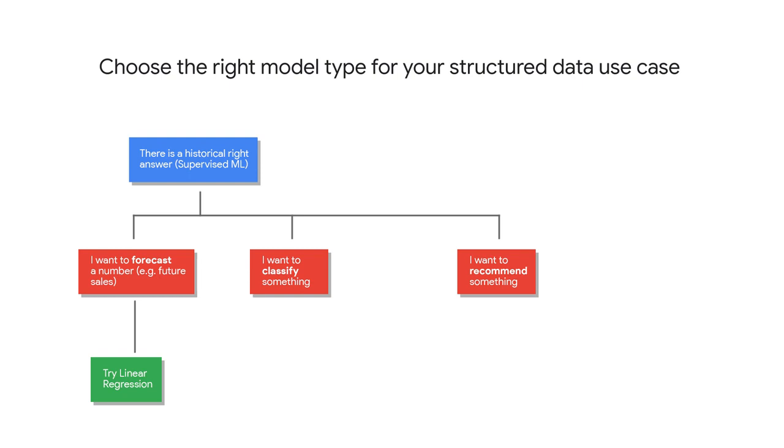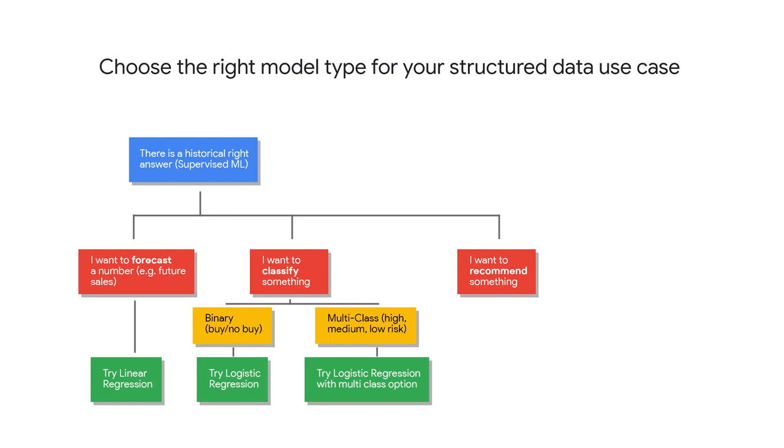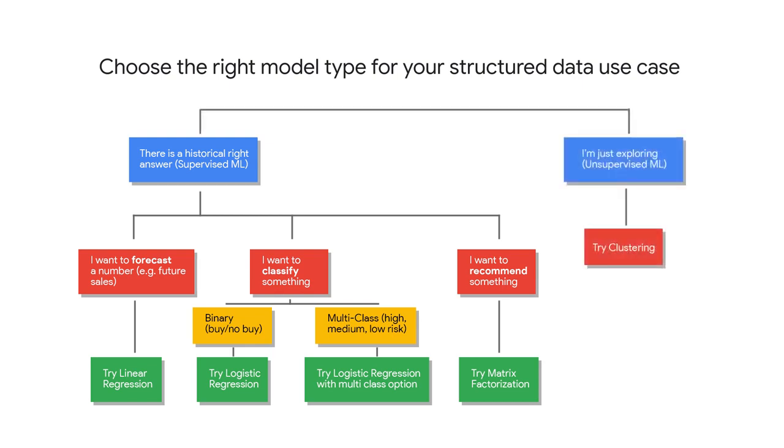Now on to types of models. For forecasting, try out linear regression. For classification, try logistic regression. By the way, it's called binary logistic regression if you have just two classes or buckets that an observation can fall into, or multi-class if it's more than two. For recommendations, try matrix factorization, which is a commonly used algorithm for problems involving a matrix of users and items, like your housing rentals example. Now here's the complete picture again. You'll see later with BigQuery ML that you can just specify model type equal to linear regression, for example, and BigQuery handles the rest for you.